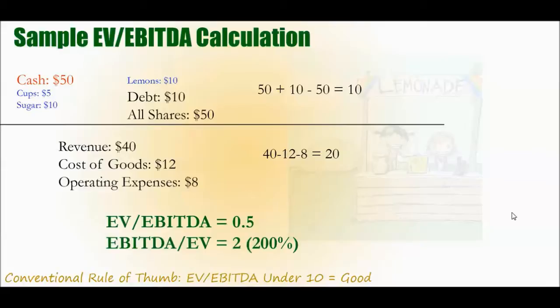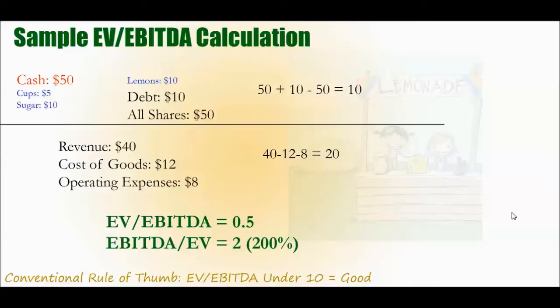The target acquisition here has cash of $50, cups of $5, sugar worth $10, lemons worth $10, debt of $10, and the shareholders are valuing their shares at $50. Let's ignore the idea of unfunded pension liabilities. Let's say there's none of that. There's no minority interest. There's no associate companies. So here's sort of the basic calculation.